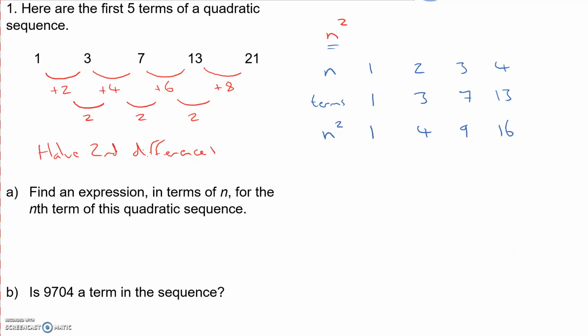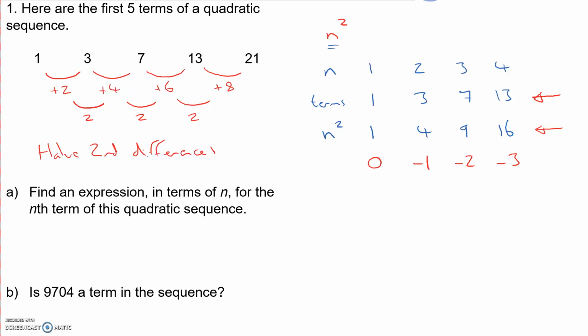So what we have to do then is think, right, the actual sequence is this. And we know that the n squared bit that we've just worked out gives us this. So we need to work out the difference between those to see what's left over, if you like. So we're going to subtract those n squared terms from the actual terms in our sequence. In other words, we're going to do 1, subtract 1, which gives us 0. We're going to do 3, subtract 4, which gives us negative 1. We're going to do 7, subtract 9, which is negative 2. And we get 13, subtract 16, which is negative 3.